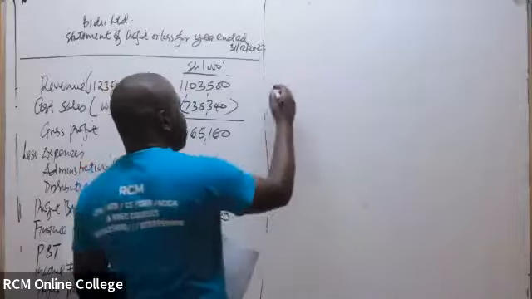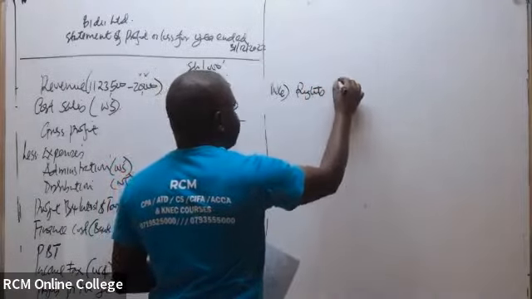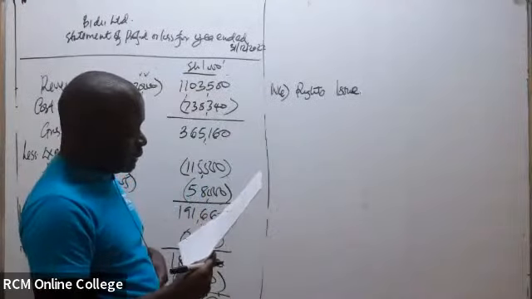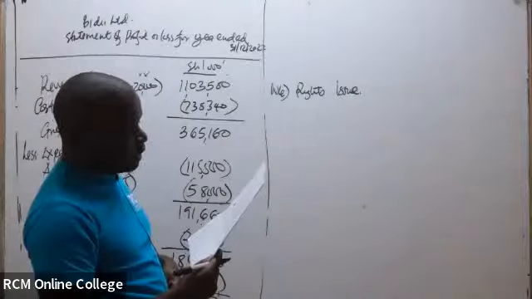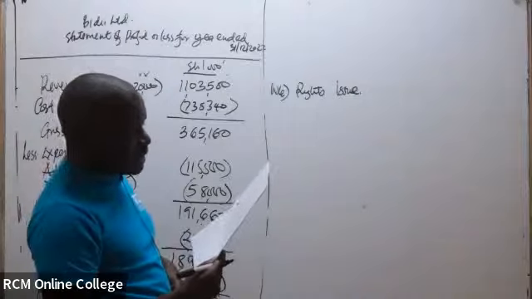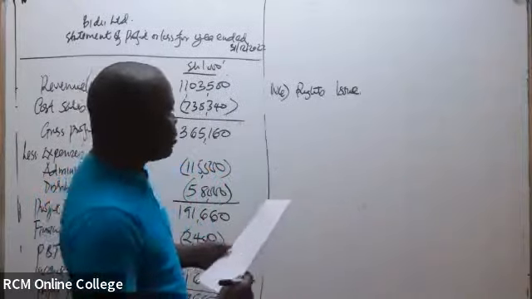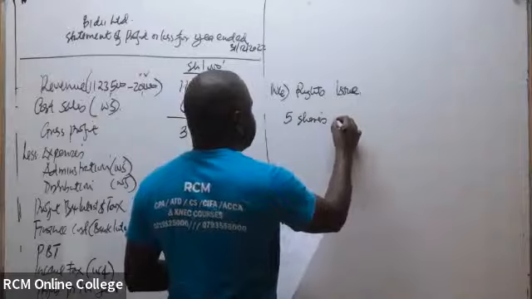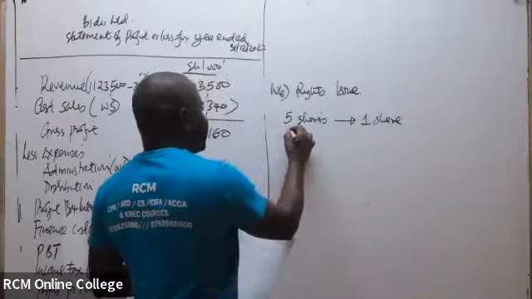So in this case, we have what we are calling the rights issue. We are told that on 30th December 2022, the company directors invited the current shareholders to subscribe to a rights issue on the basis of 1 new share for every 5 shares held at an exercise price of 15 shillings. So for 5 shares held, you get how many shares? One share.